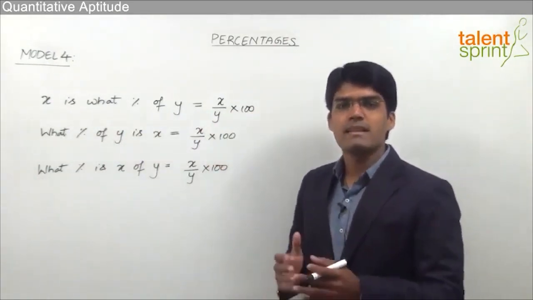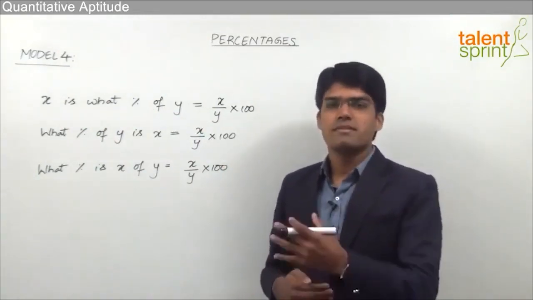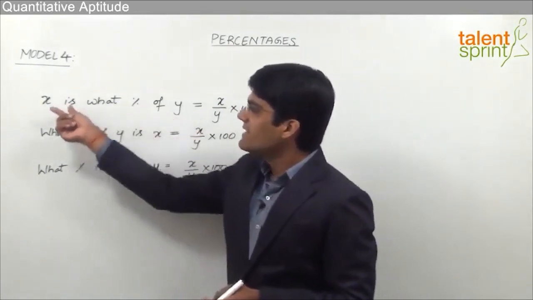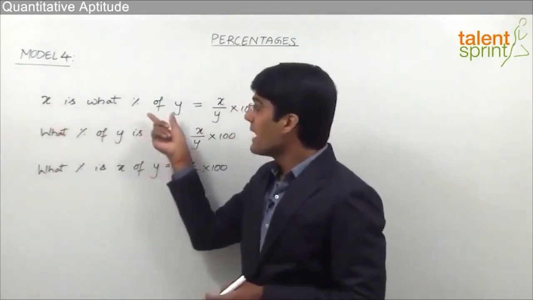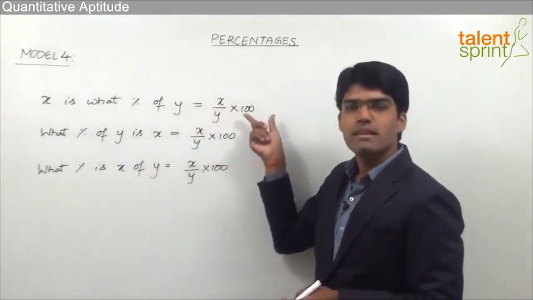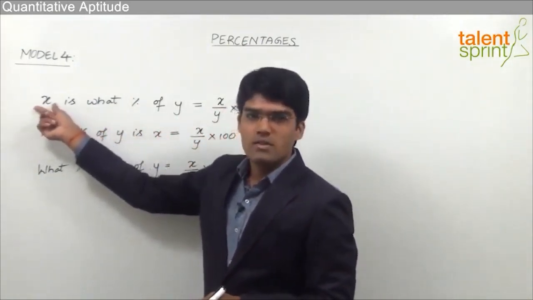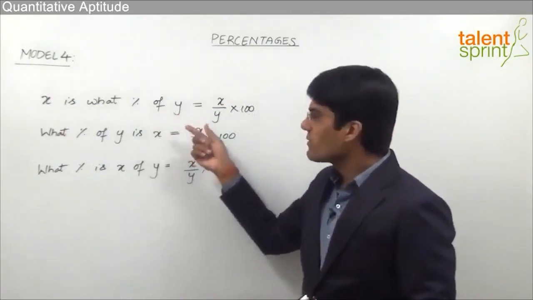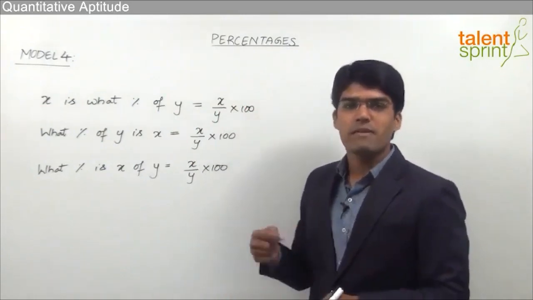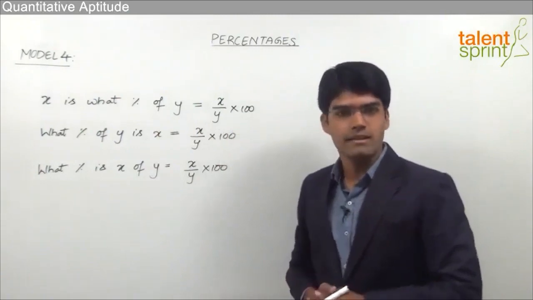For example, let's say we are talking about the strength of a class. So the question is boys are what percent of the total strength. As you can see here, X is nothing but the number of boys and Y is the total strength. So the answer here should be boys by the total strength into 100. Similarly, if the question says the number of students who have passed is what percent of the total number of students, we can take it as number of students passed by total number of students into 100. So whenever we find a question in this format, that is X is what percent of Y, always take it as X by Y into 100.